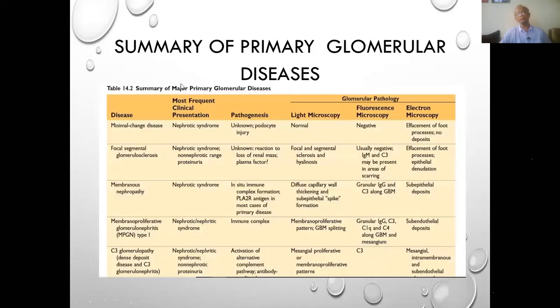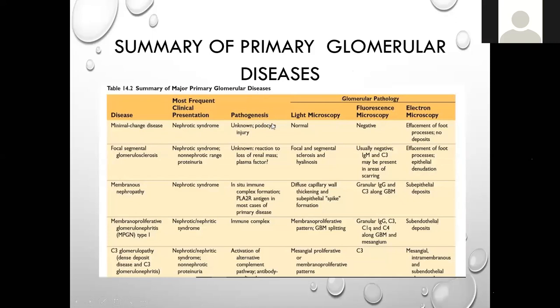Now, this is a summary of the primary glomerular diseases, in a nutshell. If it is a case of minimal change disease, which you will get more in children, the most frequent clinical presentation in children is nephrotic syndrome.